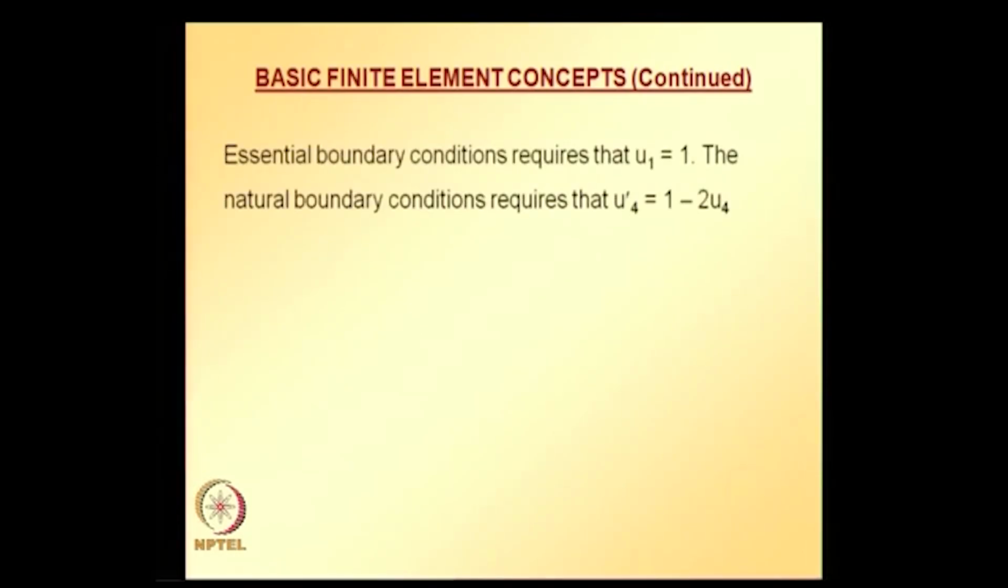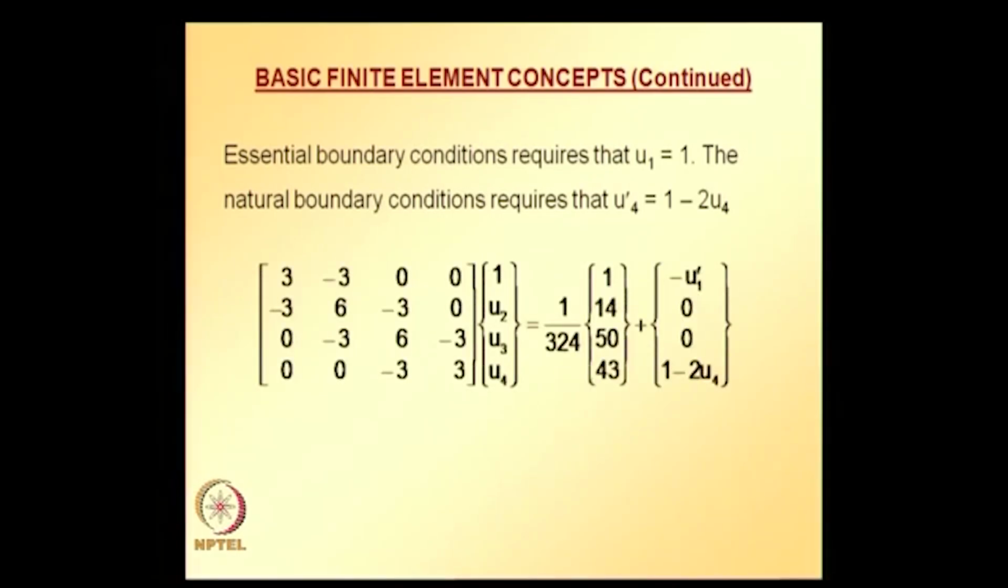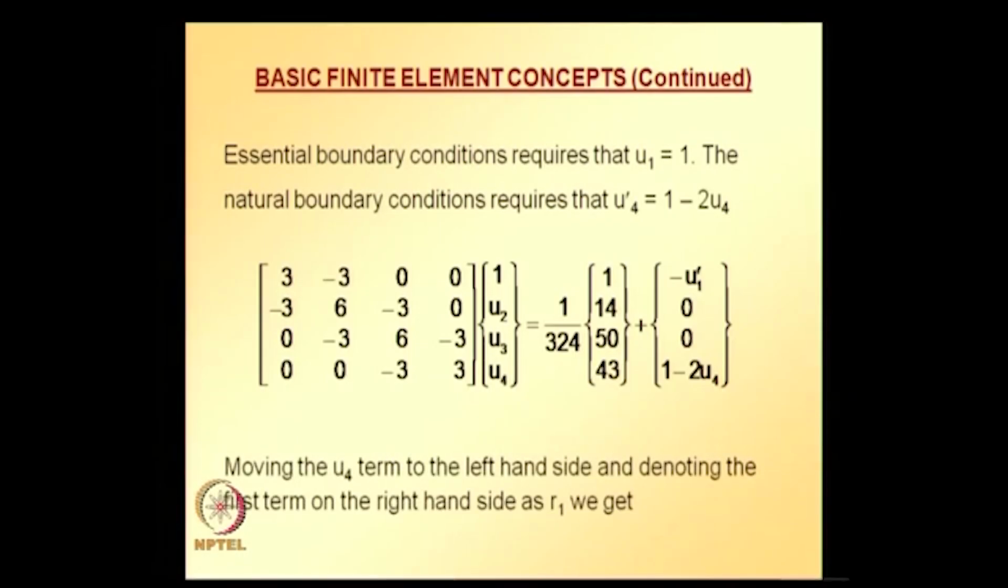The essential boundary condition requires that u1 is equal to 1, and the natural boundary condition requires that u4 prime is equal to 1 minus u evaluated at x is equal to 1. This is a 3 element solution, so node 4 corresponds to x is equal to 1, so it becomes u4. So the global equation system looks like this, and this can be rearranged by moving the u4 term to the left hand side and denoting the first term on the right hand side as r1.